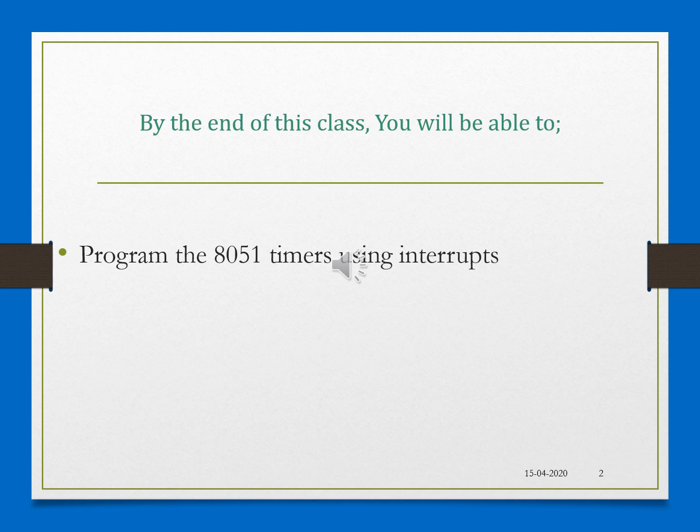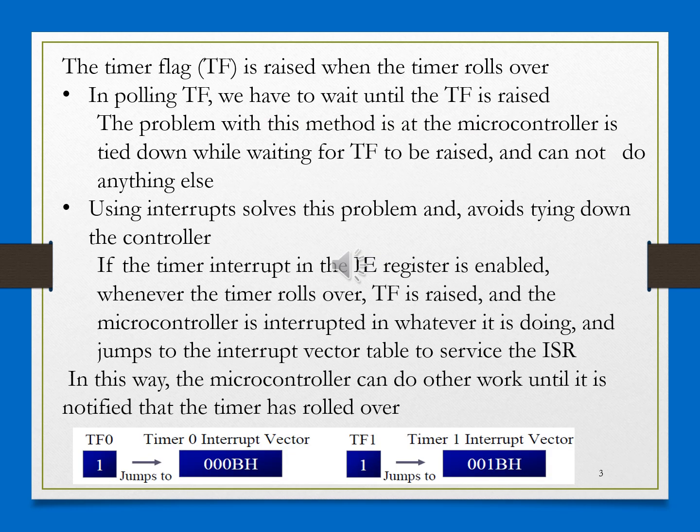So in this class, we will be discussing how to program 8051 timers using interrupts. Okay, if you recall the timer programs which we had discussed in the earlier classes, wherever we used timers, we used to check for the timer overflow flag, right? So we used the polling method there. We use the instruction jump on not bit TF, comma, target, something like that. So that was the polling method.